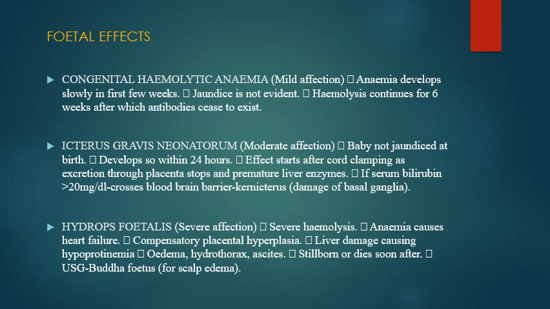In case of moderate affection, the condition that develops in the newborn is icterus gravis neonatal. Here the baby is not jaundiced at birth, but it develops so within 24 hours of birth. The effect starts after cord clamping as excretion through placenta stops and because of premature liver enzymes. If the serum bilirubin level rises above 20 mg per deciliter, it crosses the blood-brain barrier, leading to the condition called kernicterus, where the basal ganglia is damaged.